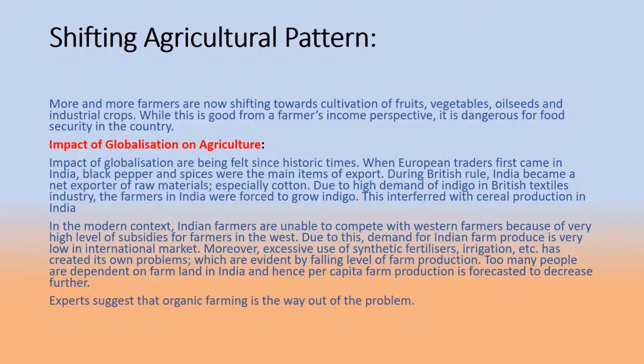More and more farmers are now shifting towards cultivation of fruits, vegetables, oilseeds and industrial crops. While this is good from a farmer's income perspective, it is dangerous for food security in the country.